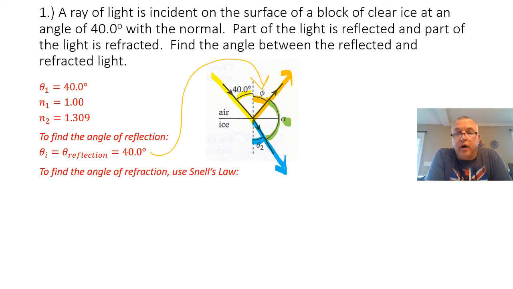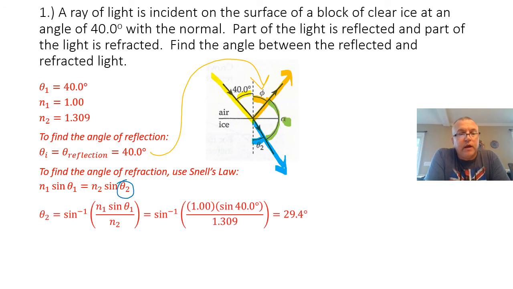Now to find my angle of refraction, theta 2, I will need to use Snell's law. So solving Snell's law for theta 2 gives me theta 2 equals the inverse sine of n1 times sine theta 1 divided by n2. I insert my index of refraction for air, my angle of incidence, and my index of refraction for the ice, and that will give me an angle of refraction of 29.4 degrees, which is this angle there.